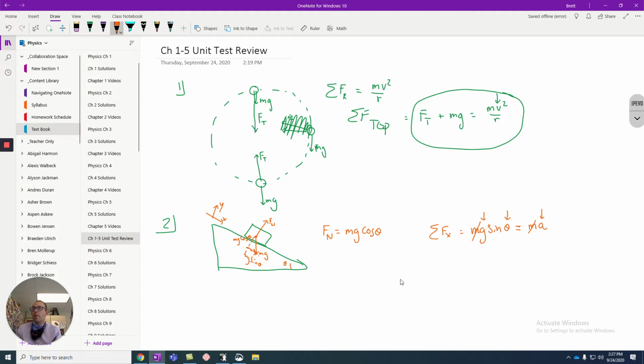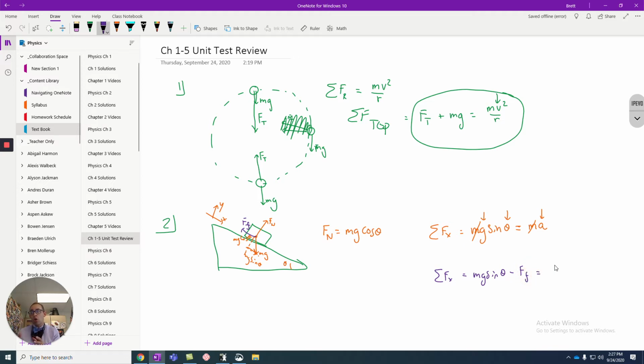Now, what happens when we do include friction? Let's look at the same picture and let's add friction in. Now, the box is going to tend to go down the hill, which means that the force of friction is going to be up the hill. The normal force isn't going to change. The formula for normal force will not change, but the sum of the forces in the x direction will. And we would have mg sine theta still going down the hill, but now we would have to subtract the force of friction.